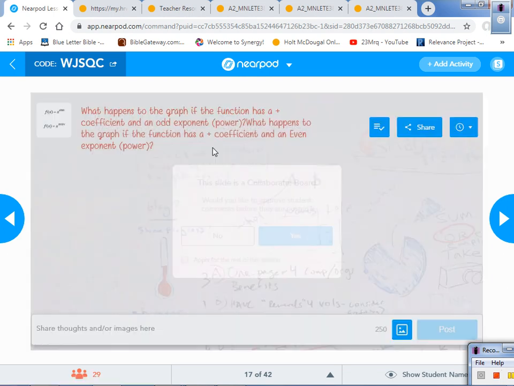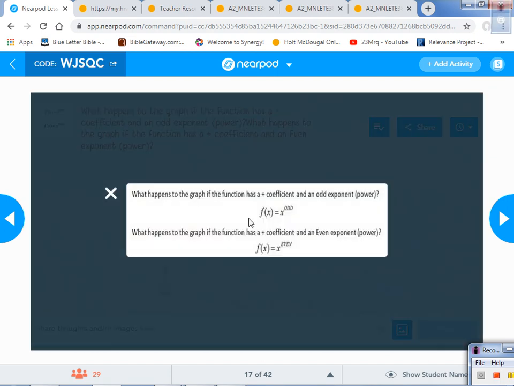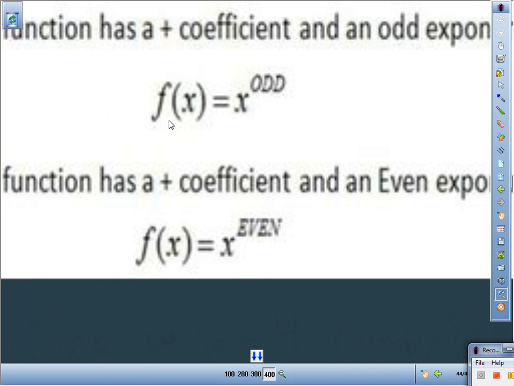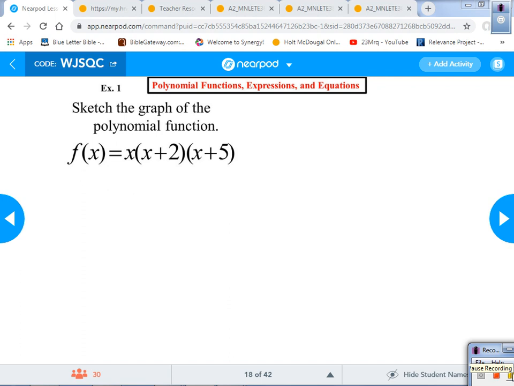Here's a question. What happens to the graph if the function has a positive coefficient and an odd exponent power? What happens to the graph when the function has a positive coefficient and an even exponent power? Or, f of x equals x to the odd power, f of x equals x to the even power. Type in your answer, I'll give you about 35 seconds, and then we're moving on really quick. Type it in, please. You got 30 seconds. Ready? Go. All right. So now that we saw some patterns on graphs, let's see how we do with graphing polynomial functions. Hurry up, hurry up.